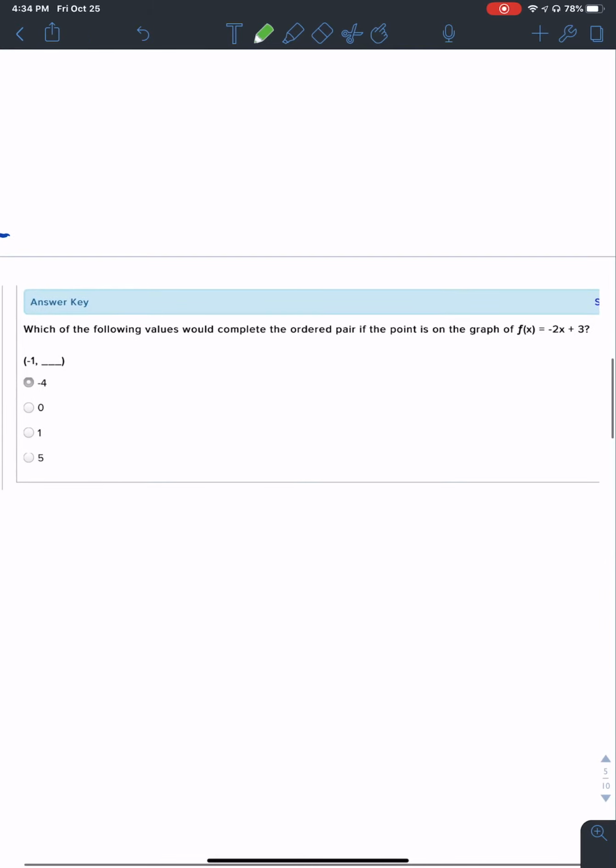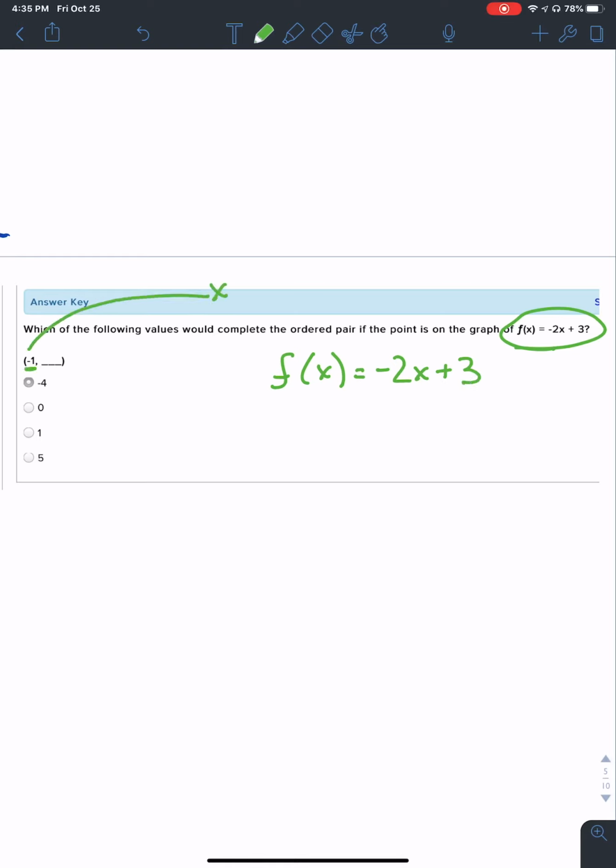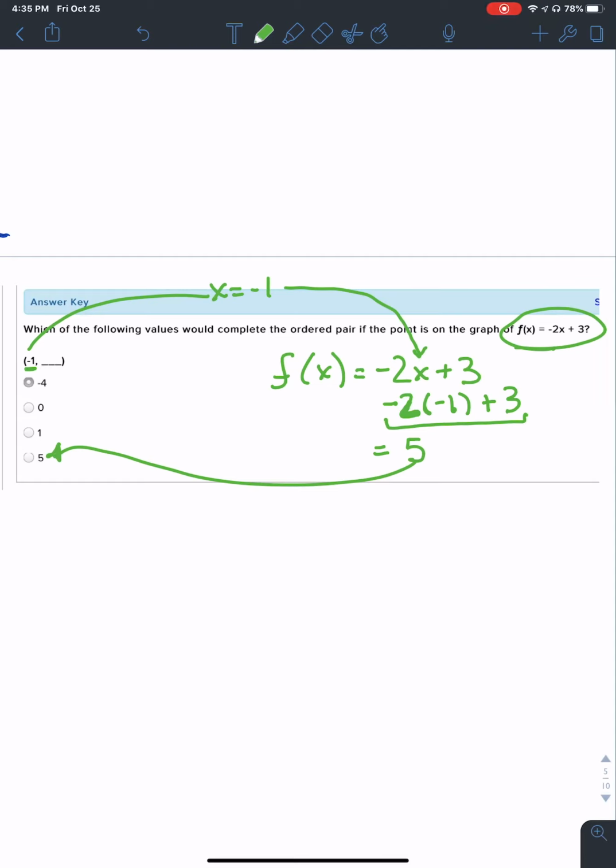Okay. Now this one says, which of the following values would complete the ordered pair if the point on the graph is this equation? So if I have this piece that's here, they give me this value, so that tells me that x is -1. So I'm going to plug in my -1 there, and then I'm going to plug that in my calculator. So if I plug that in, I get 5 out, which matches that. Okay, so when you're doing just those plug and chug ones, that's what you're kind of looking for.